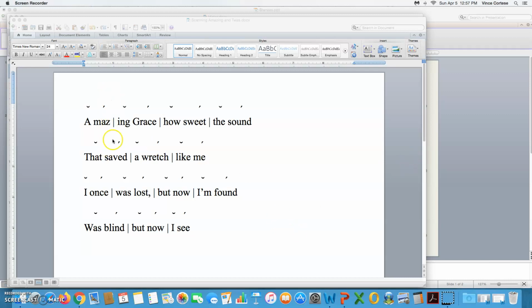We usually use these little marks to help us find these patterns, that we have an unstressed syllable followed by a stressed syllable, unstressed, stressed, unstressed, stressed. And we can see that this rhythmic pattern develops and does indeed work its way through this whole example.